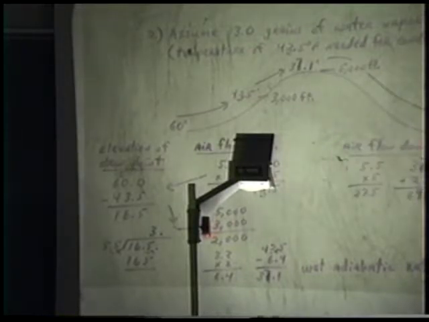In other words, the temperature at the top of the mountain is going to be 6.4 degrees cooler than the temperature at 3,000 feet, the elevation of the dew point. And so we continue and subtract 6.4 from 43.5, which gives us 37.1, which is the temperature at 5,000 feet.